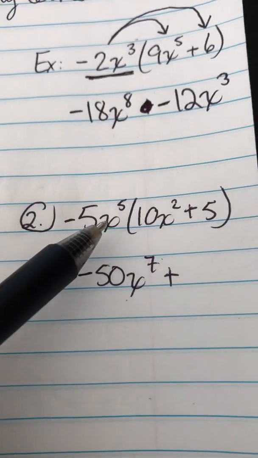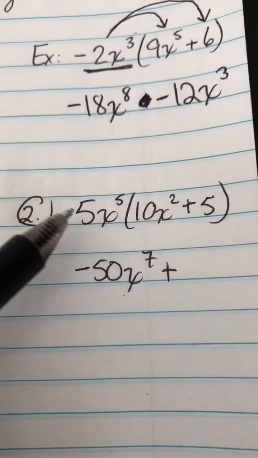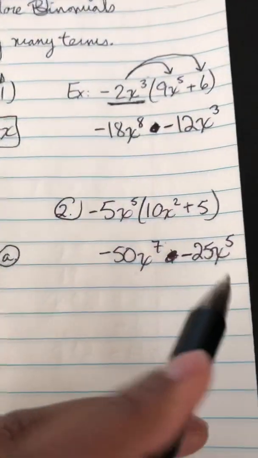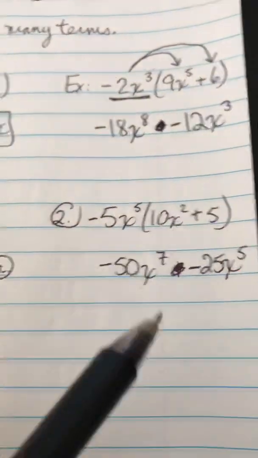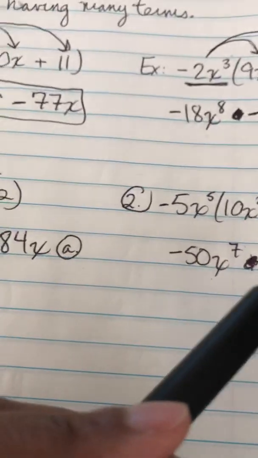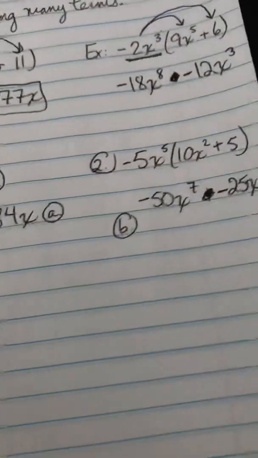Man, it doesn't get any easier and more exciting than this, right? And since this x, x to the 5th, we're going to keep it, even though there's nothing there, it just attaches. So we have negative 5 times 5 is going to be negative 25x to the 5th. And you guys are probably like, why is it still x to the 5th? Because this doesn't have a variable. This variable attaches to it. So we have negative 50x to the 7th minus 25x to the 5th, and that looks like letter B.